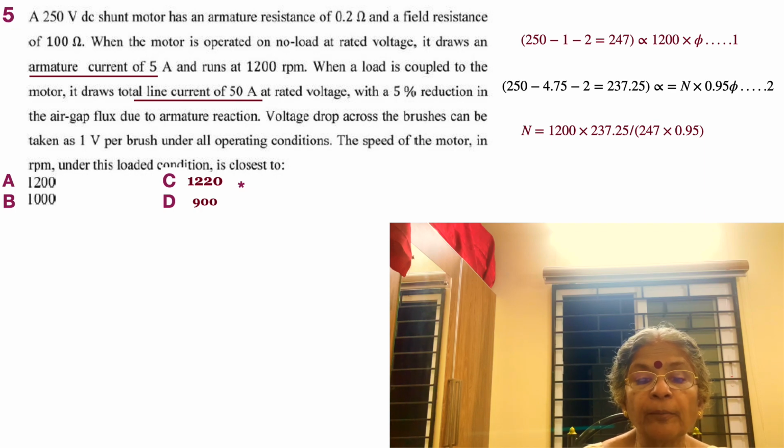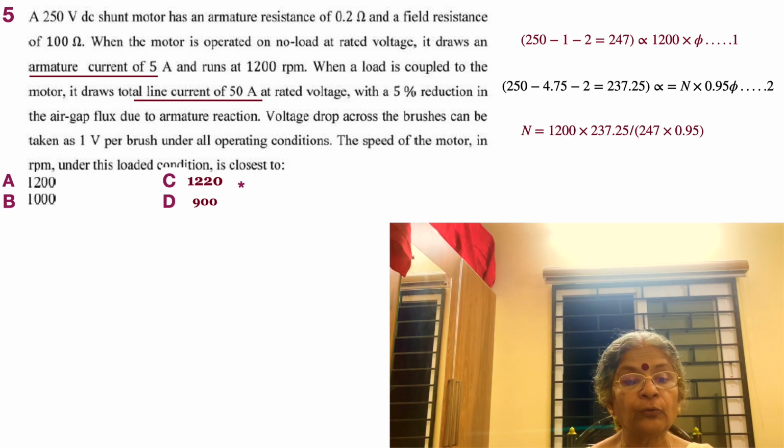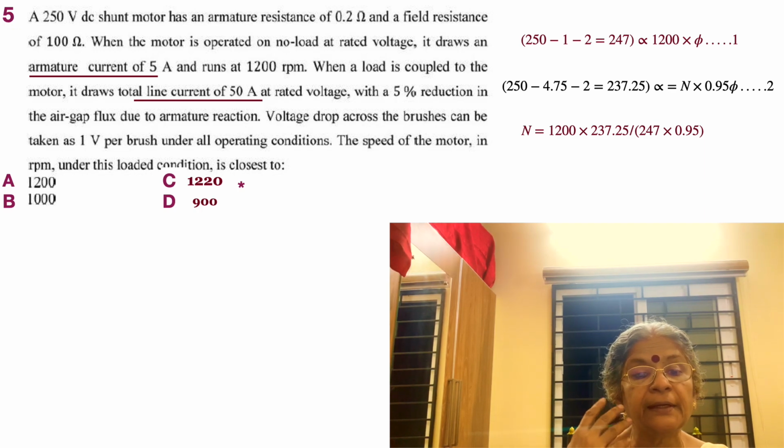Voltage drop across the brushes can be taken as 1 volt per brush under all operating conditions. Now we are asking for the speed. The speed of the motor in RPM under this loaded condition is closest to one of the 4 answers. Here, I can tell you that you can go for 1220 directly. Why? Because it is running at 1200.